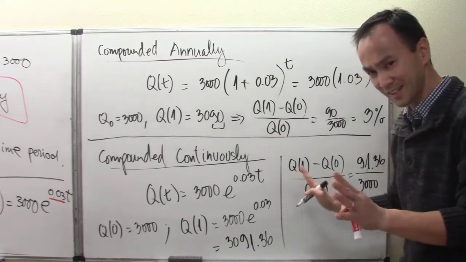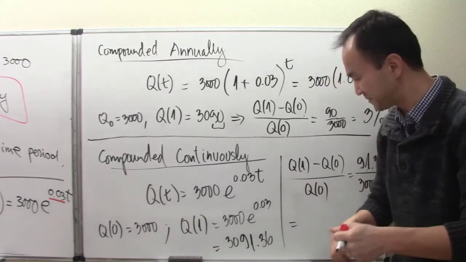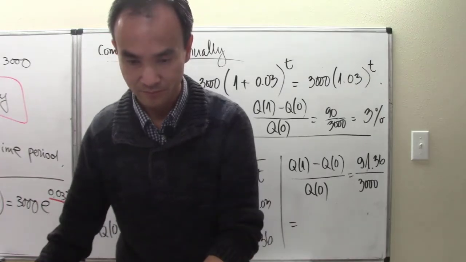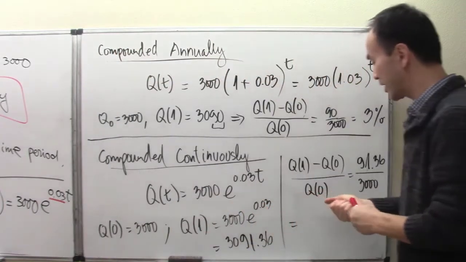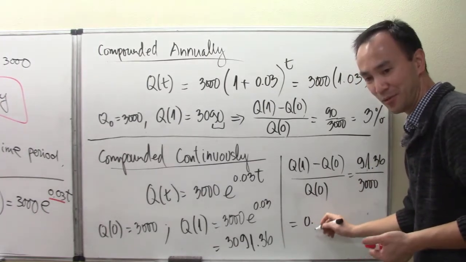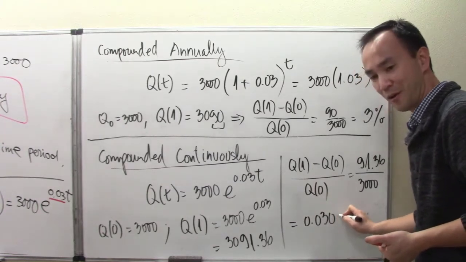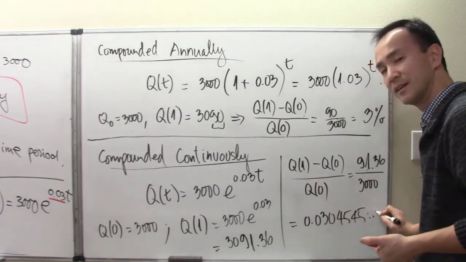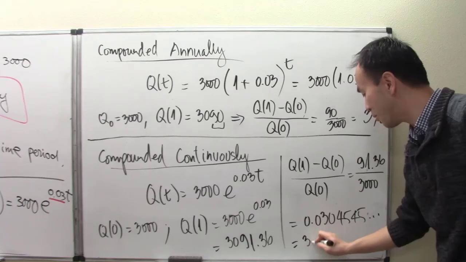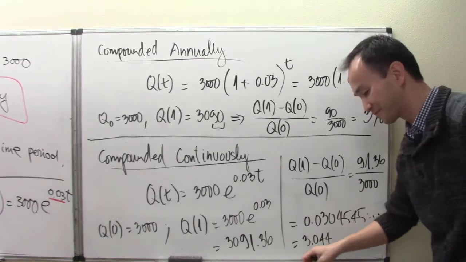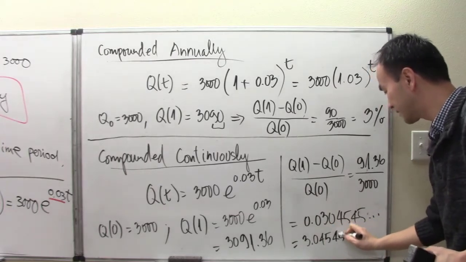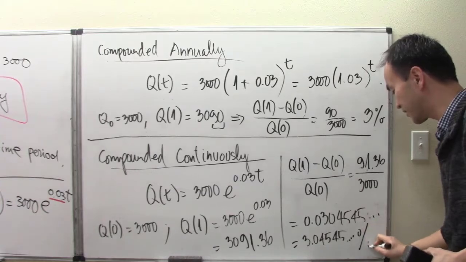Okay, so let's look at this number right here. My calculation showed 0.03045 and a lot longer. So that's equivalent to about 3.045 and a lot longer, percent.